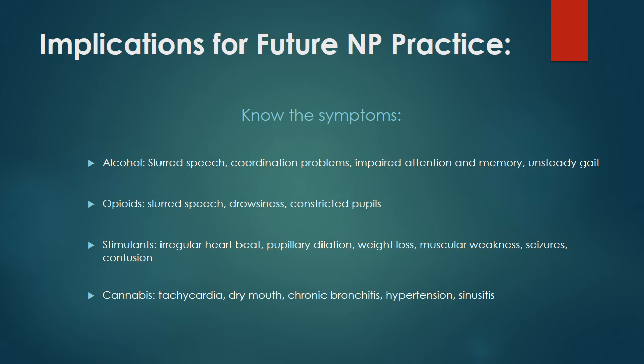Opioid use includes also slurred speech, drowsiness, and constricted pupils. Stimulants, these patients may have irregular heartbeats, pupillary dilation, weight loss, muscular weakness, seizures, and confusion. Whereas cannabis, these patients will be tachycardic, have a dry mouth, hypertension, and they may have chronic issues such as bronchitis, sinusitis, and cough because this is generally an inhaled substance.